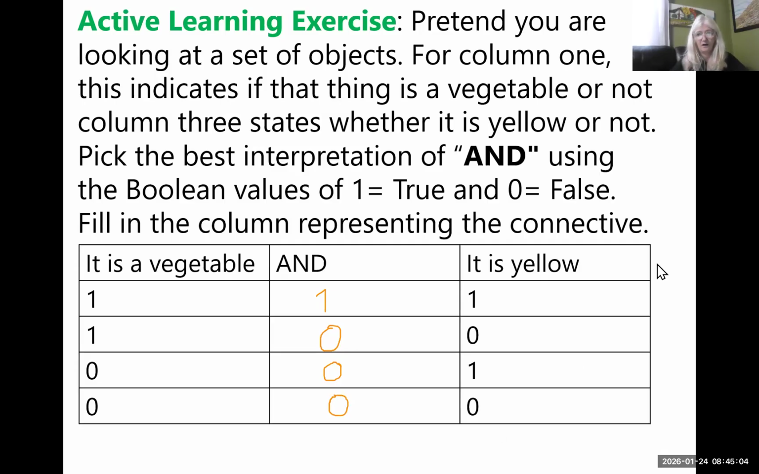And we have our Boolean table here, and the idea here is that this is only true for and in the case where it is true both for the vegetable and for the yellow. Okay.